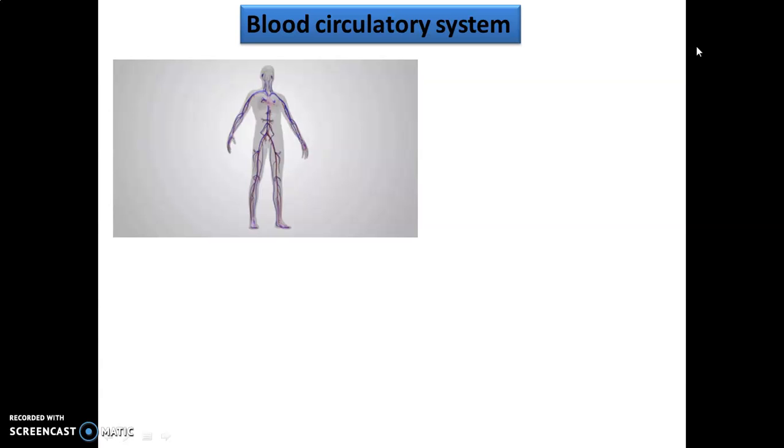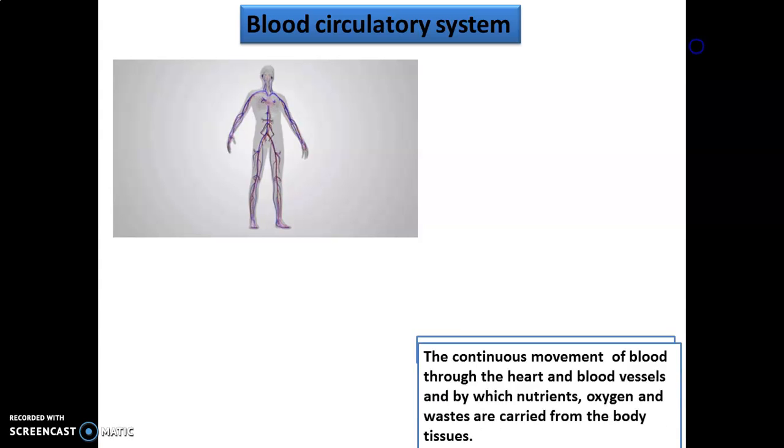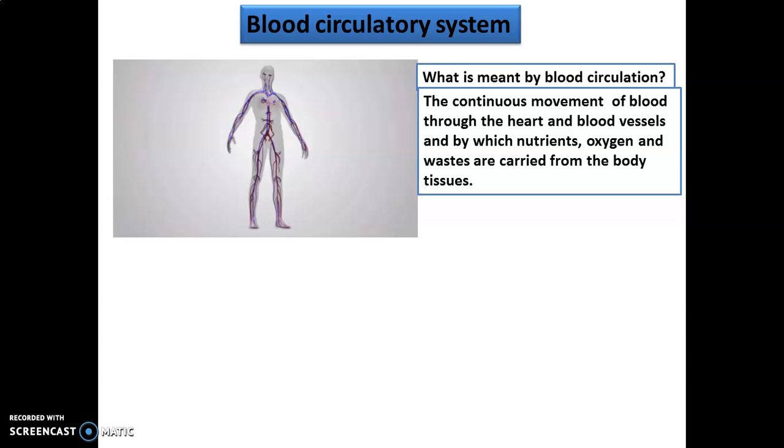In this video, we will study about the blood circulatory system. So let's begin. Let's first study what this blood circulatory system is. As the name says, blood circulatory, that means blood is circulated throughout the body.